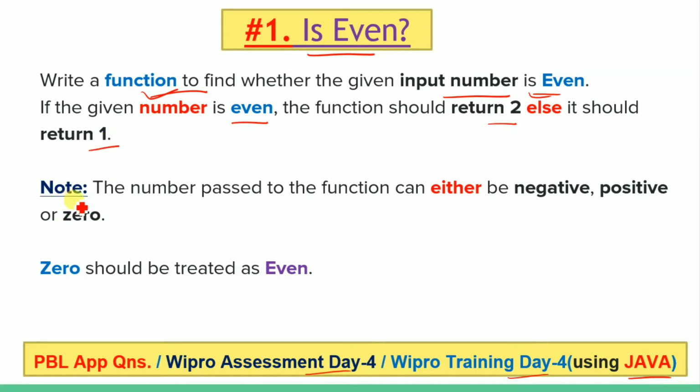One note is given: the number passed to the function can either be negative, positive or 0, and 0 should be treated as even. So, we will write the program for this question in Visual Studio Code, or you can choose any other IDE as well.